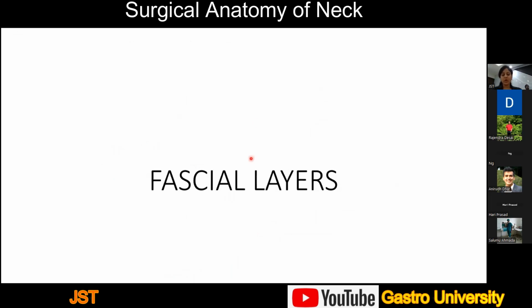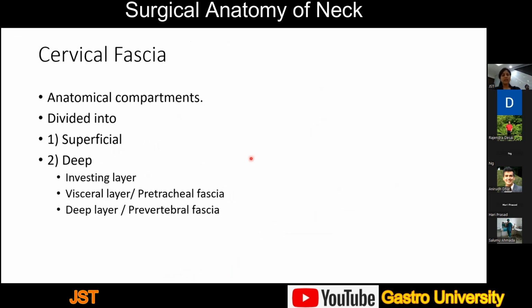Now, it's very important to talk about the fascial layers of the neck, and that is because the fascia of the neck compartmentalizes the structures in the neck, and that aids in the surgical dissection of these compartments because multiple organs are present in very close proximity to each other.